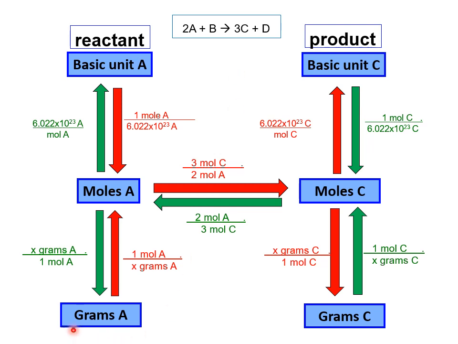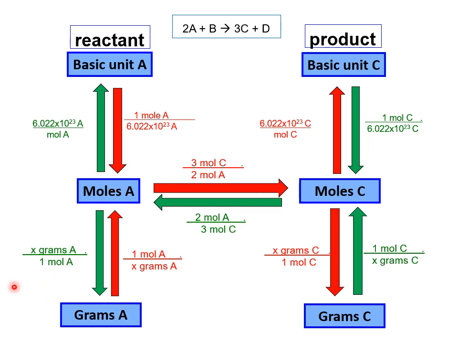So if I'm given mass of a reactant, I first have to convert it into moles before I can cross over the bridge using a mole-to-mole conversion. And then, once I'm on the product side, I can go to either number of atoms or molecules of it, or I can go to grams of it using the molar mass. But in order for me to cross over this bridge, wherever I am on this map, I have to end up at moles. So keep that in mind.